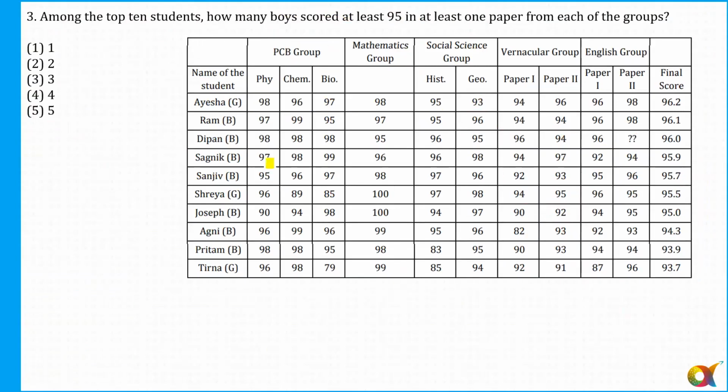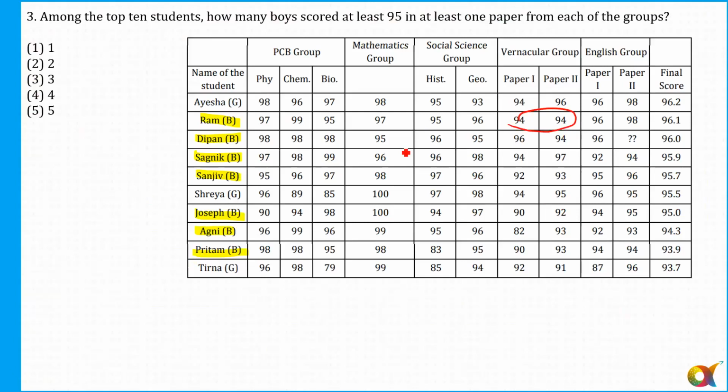Now third: among the top 10 students, how many boys? So we need to concentrate on boys: Ram, Deepan, Sagnik, Sanjeev, Joseph, Agni and Preetam. There are 7 boys. How many boys scored at least 95 in at least one paper from each of the groups? So in each group, he needs to score at least 95 in one of the papers. Now, Ram is not satisfying the condition in the vernacular group, so Ram will be out.